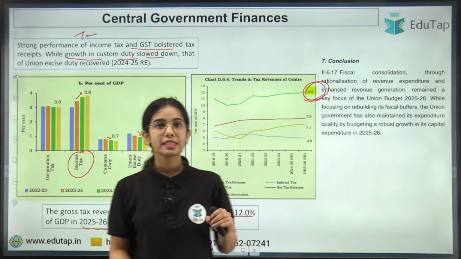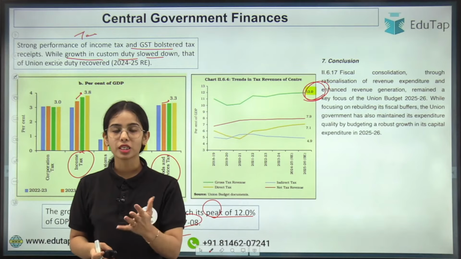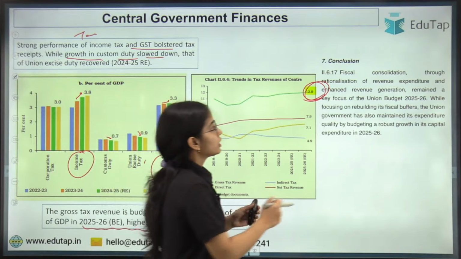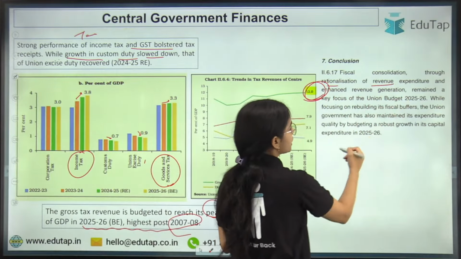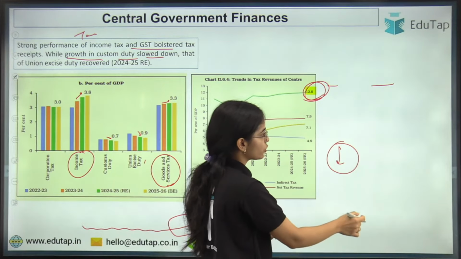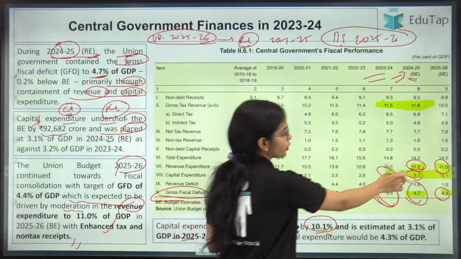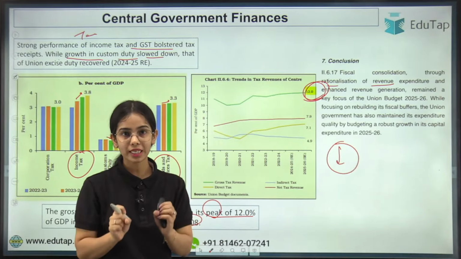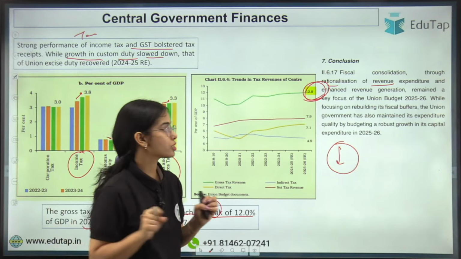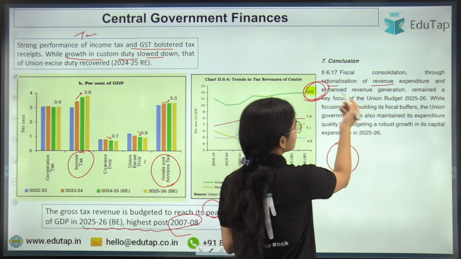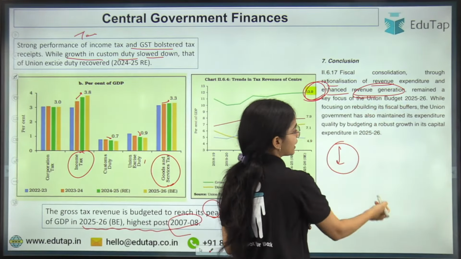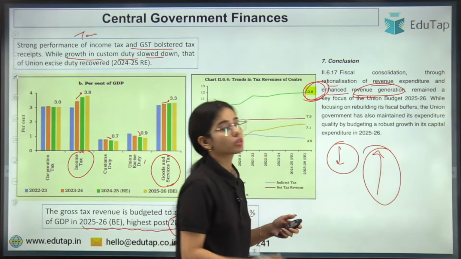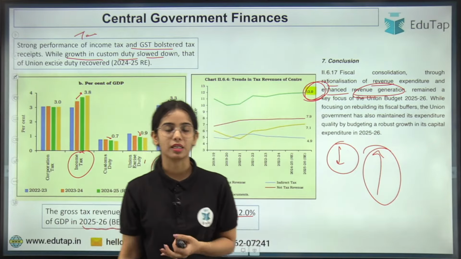Okay. Next conclusion, that government is focusing on fiscal consolidation through rationalization of revenue expenditure, decreasing the revenue expenditure from 11.2% to 11%. So government is focusing on fiscal consolidation, reducing its expenditure by reducing the revenue expenditure basically, and enhancing the revenue generation by increasing the tax, or like collecting more tax basically.